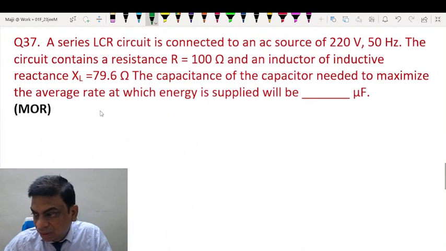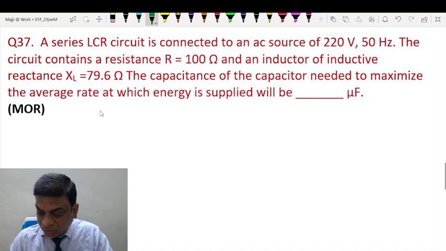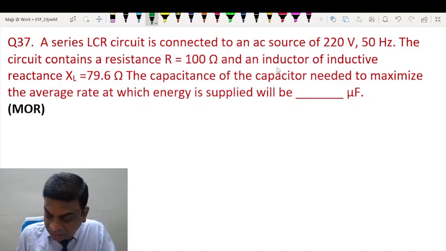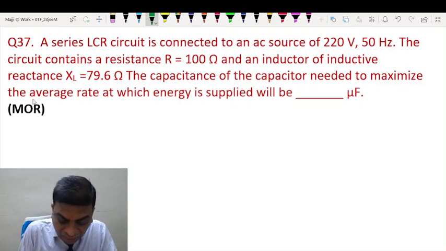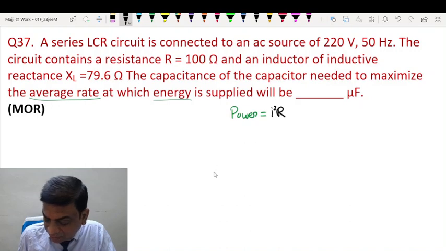Question number 37. A series LCR circuit is connected to an AC source of 220 volt 50 Hz. The circuit contains resistances and an inductor of inductive reactance. The capacitance of the capacitor needed to maximize the average rate at which energy is supplied. So rate at which energy is supplied is nothing but power. Okay, and power is always equal to I square R.